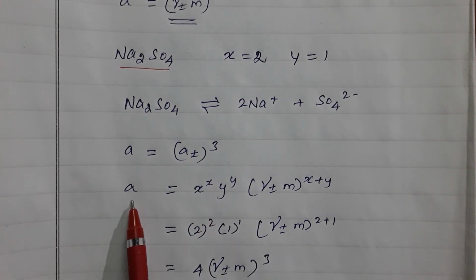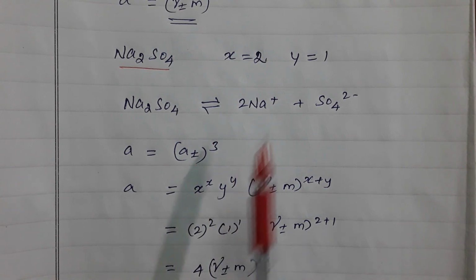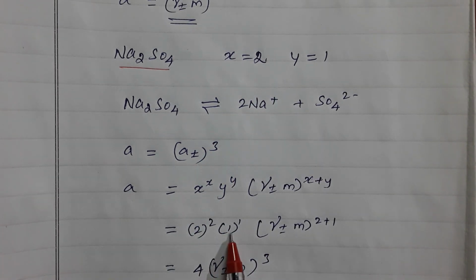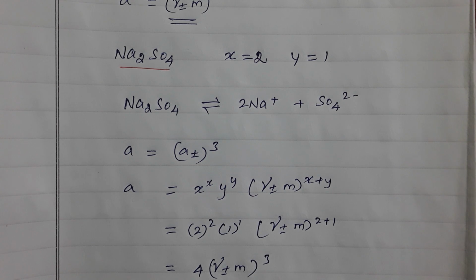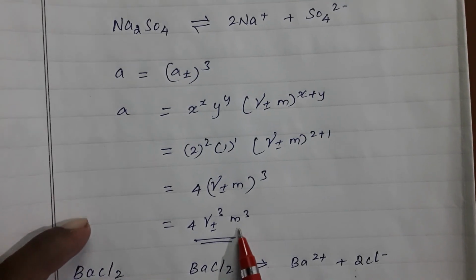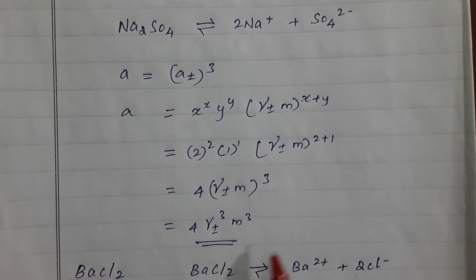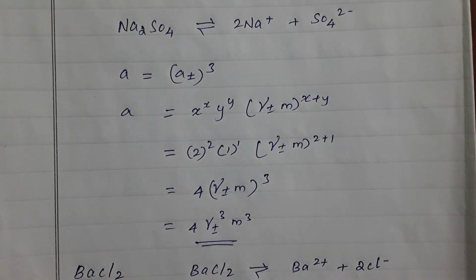Now for the mean ionic activity coefficient, x power x, y power y. We know that x value is 2, y value is 1. Activity coefficient into molality, power 2 plus 1. So 2 square is 4, 4 into 1 is 4. Activity coefficient, molality, power of 3. So this is the mean ionic activity coefficient for sodium sulfate. This type of question is asked in GATE as well as in CSIR.